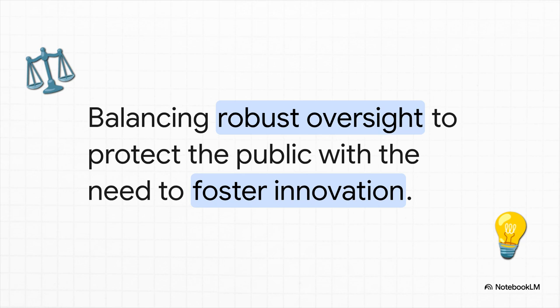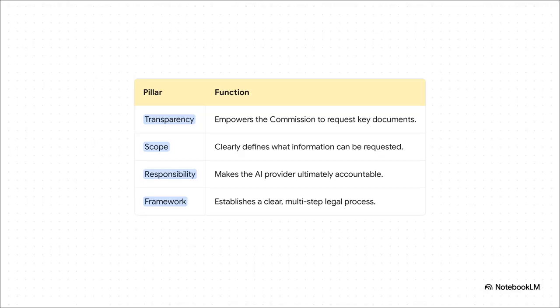On one side, you need powerful, robust oversight to protect people and make sure these systems are accountable. But on the other side, you can't create rules that are so heavy-handed that they crush the innovation we need to make progress. And Article 91 is a perfect example of the EU trying to walk that very fine line. So let's recap one more time. Article 91 is built on these 4 pillars.